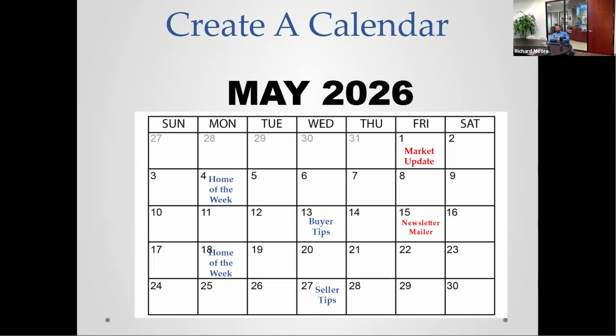All you have to do is go on AI and say, hey, give me a good seller tip I can send out this week. Right. And it'll create it for you. Maybe it's not perfect, but then you massage it, you make it better, or you make it appropriate to your farm area.